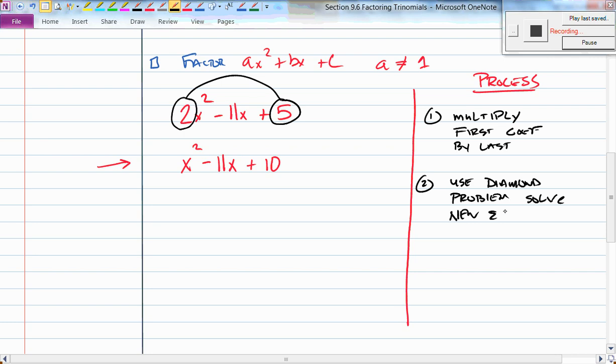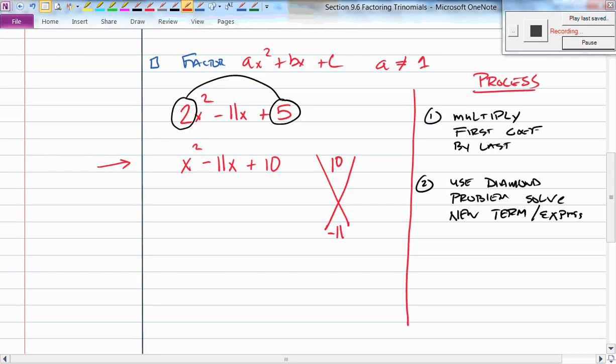Solve our new equation, or our new expression is the term I was looking for. Okay, so here's what we're going to do. Let's talk about it here. What number goes on the top? 10. What number goes on the bottom? Negative 11. Very good.